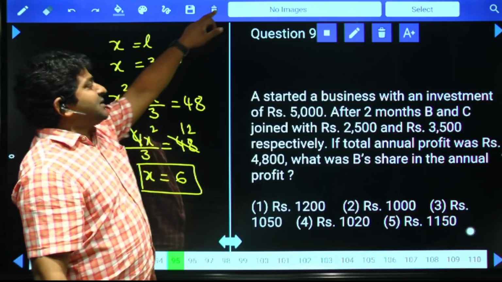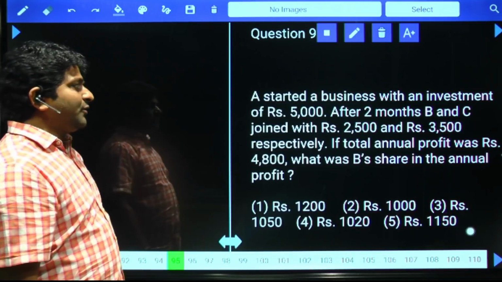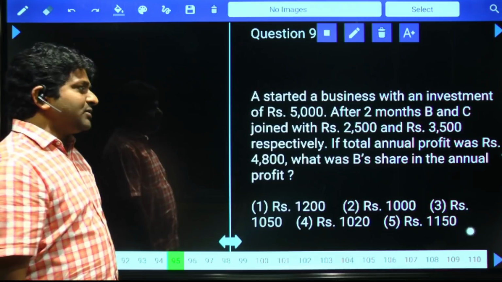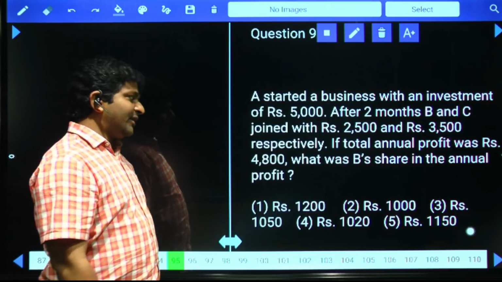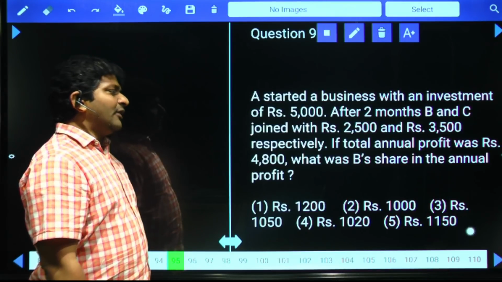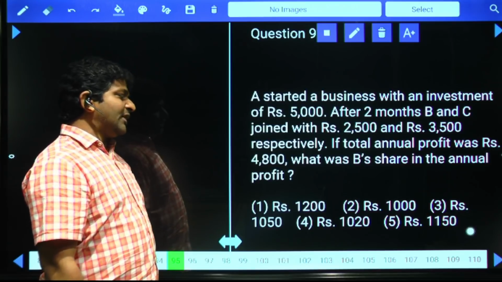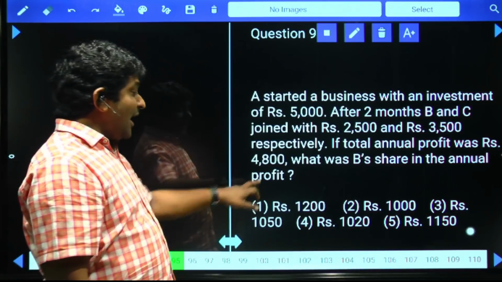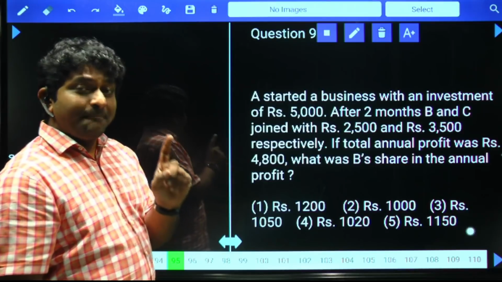A started a business with an investment of 5,000. After 2 months, B and C joined with 2,500 and 3,500 respectively. Total annual profit was 4,800. What was B's share in the annual profit? Annual profit, they said, so business happened for 1 year.